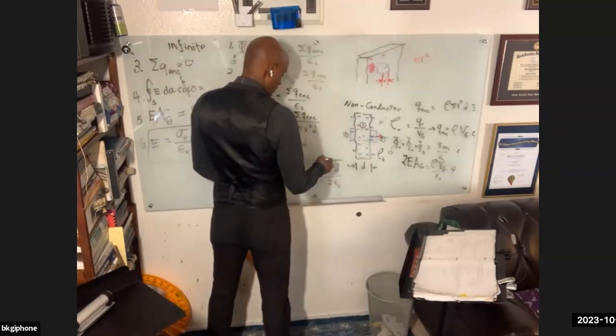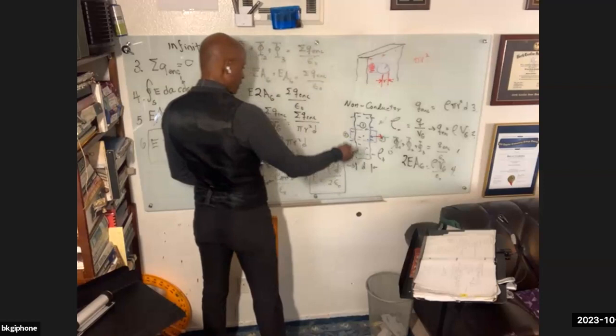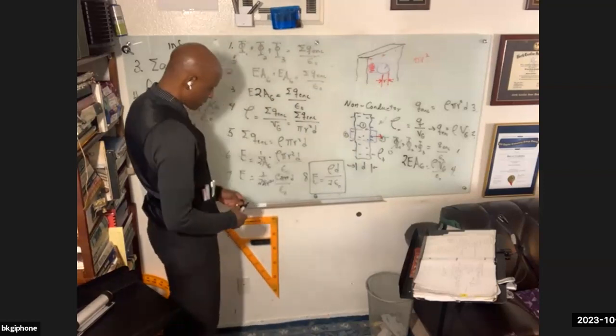So we still have a constant field, but this is what it would look like in terms of uniform charge density.